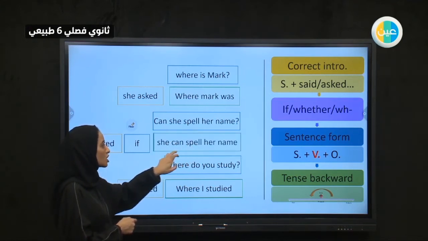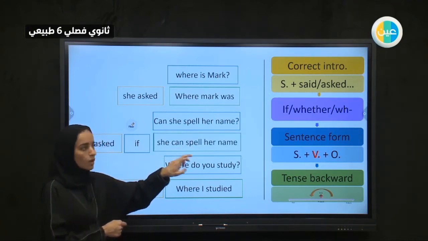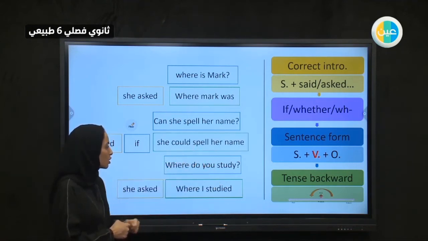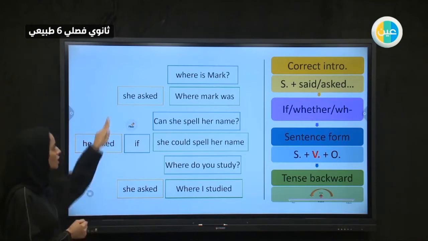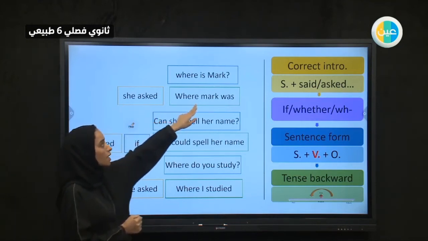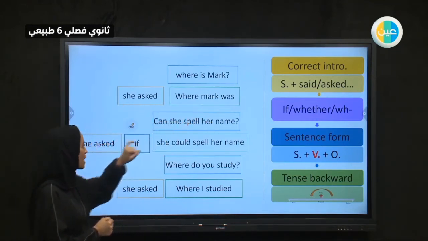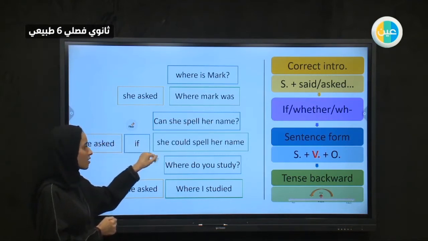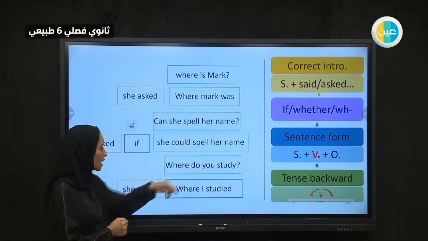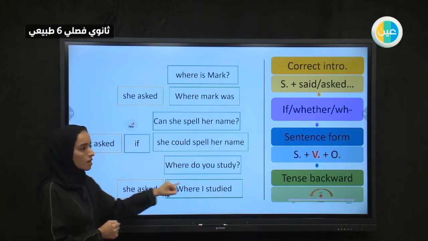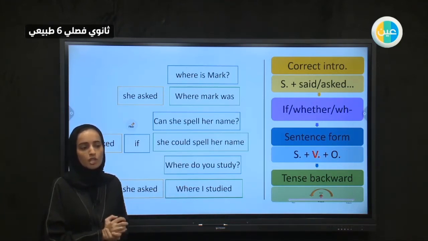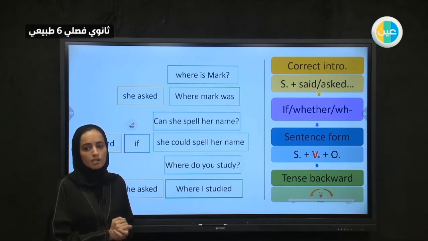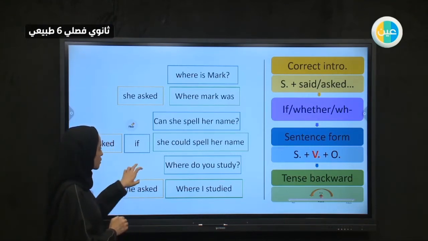No, let's change it. She can spell her name. 1 tense backward, which is she could spell her name. So she asked me where Mark was, sentence in the past. He asked if she could spell her name. She asked where I studied. Because a question, a reported question, is not a question anymore. It is now a sentence. It is a sentence. Let's continue.